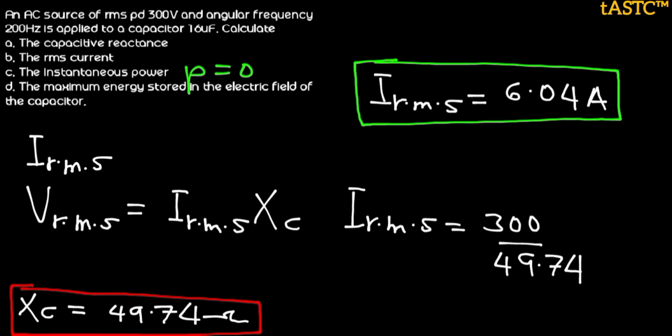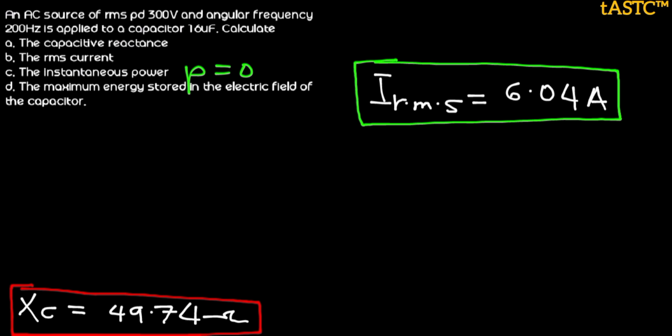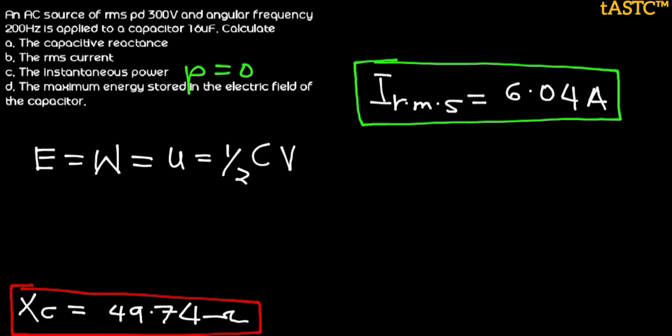Now we need to find the maximum energy which will be stored in the electric field of the capacitor. Now the energy, I'm just going to call it E. You might want to write it as a W, whichever you want to write. Those are going to be basically the same thing. Some people may want to write it as a U. And that is going to be equal to 1 over 2 CV squared. This is the formula for the energy or the work done by a capacitor. The energy stored within a capacitor, this is going to be the formula to find it.